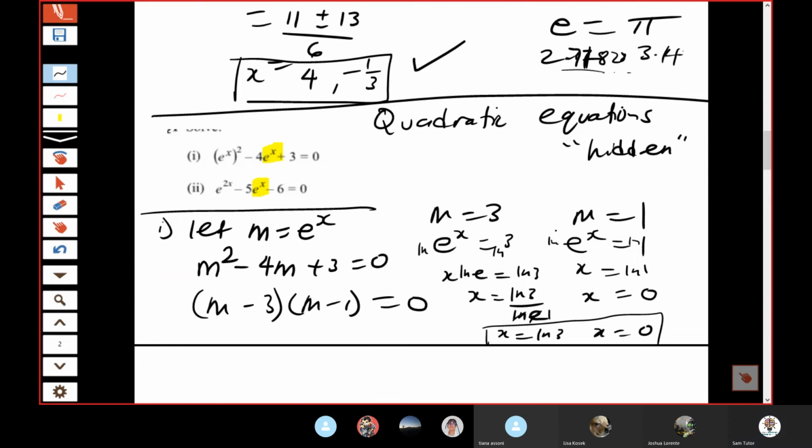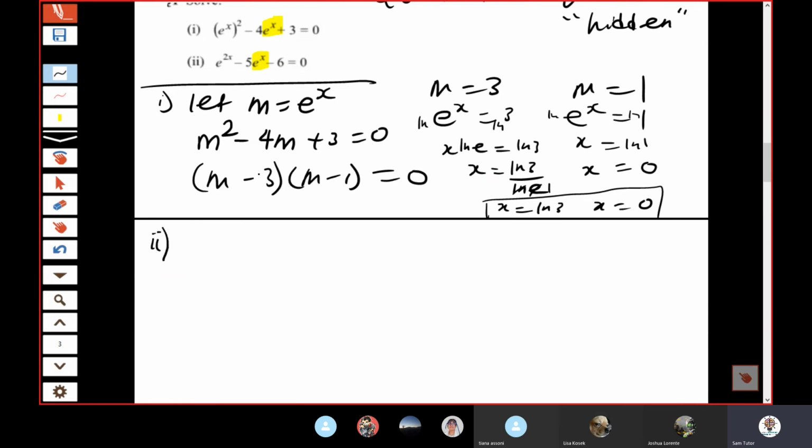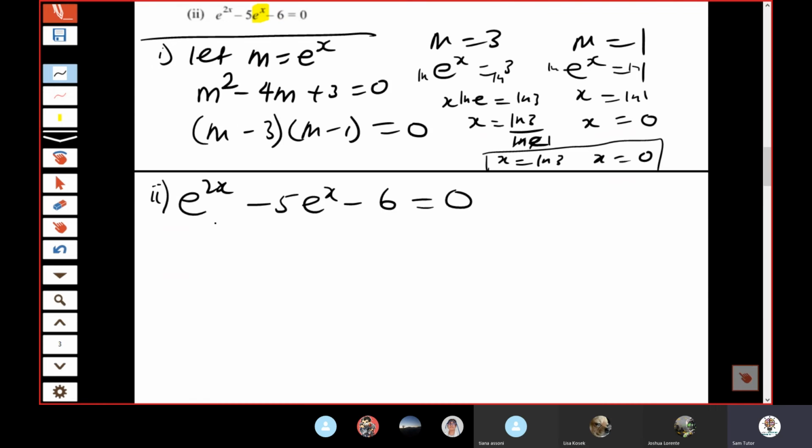Okay. Let's do it again. Double I. e to the 2x minus 5e to the x minus 6 equals 0. Can anyone tell me what this is? e to the 2x. What's actually hiding there? e to the x to the power of what? All squared. Why?